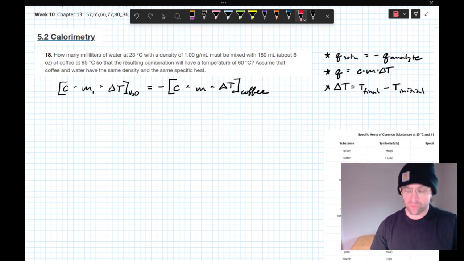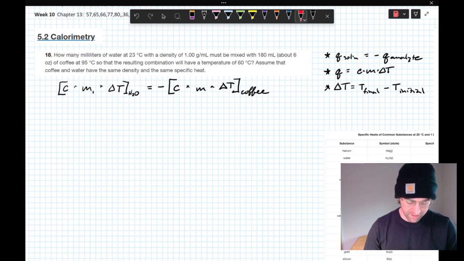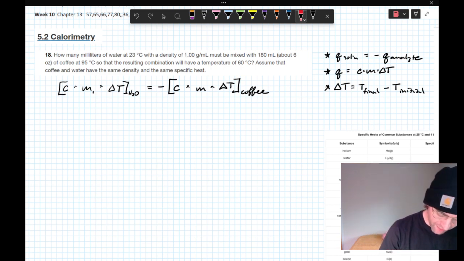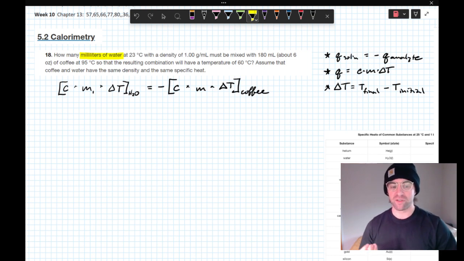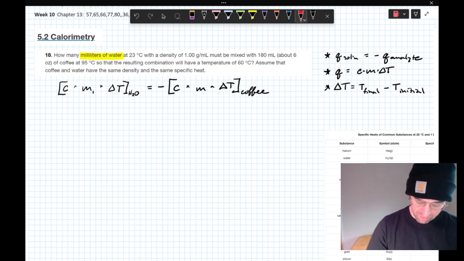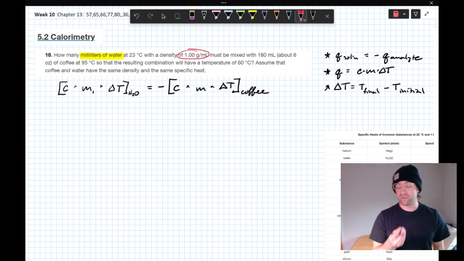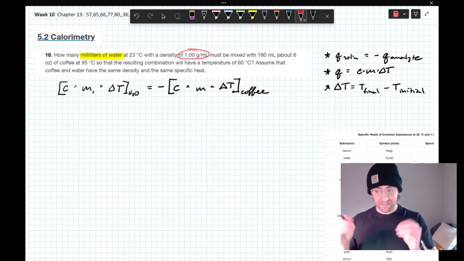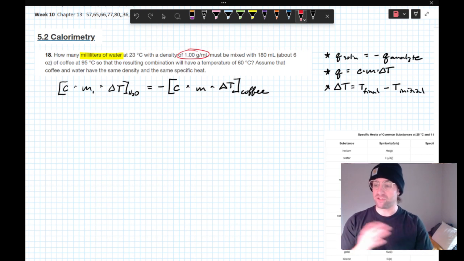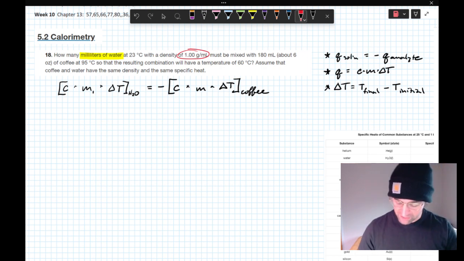So the equation that we're working with, first we have to know what we're solving for. We're asked for milliliters of water, but the calorimetry equations that we're working with don't deal in volume. And so this added bit of information here of 1 gram per milliliter is really, really important. That allows us to use grams and milliliters interchangeably in this specific case. If it didn't, we would have to do some dimensional analysis to figure out what the mass is.